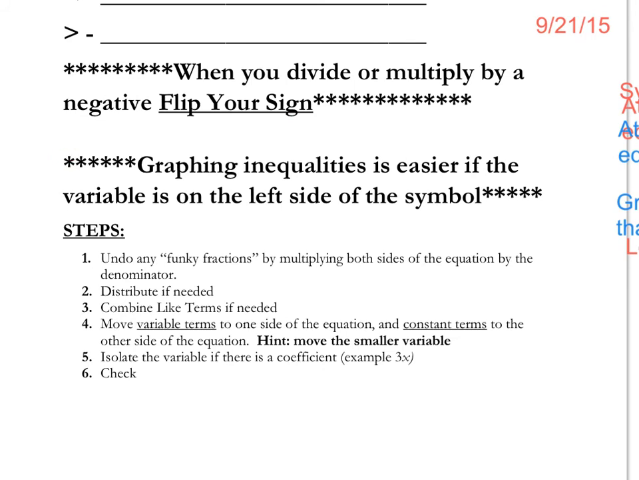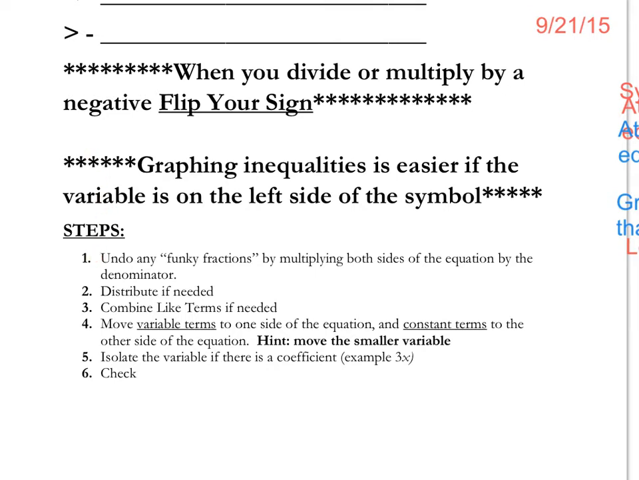It says graphing inequalities is easier if the variable is on the left side. It's much easier if it's on the left side because when you have to go and shade, you'll know which way to shade, whether you need to shade right or you need to shade left. Okay, these are the same steps from your equations.